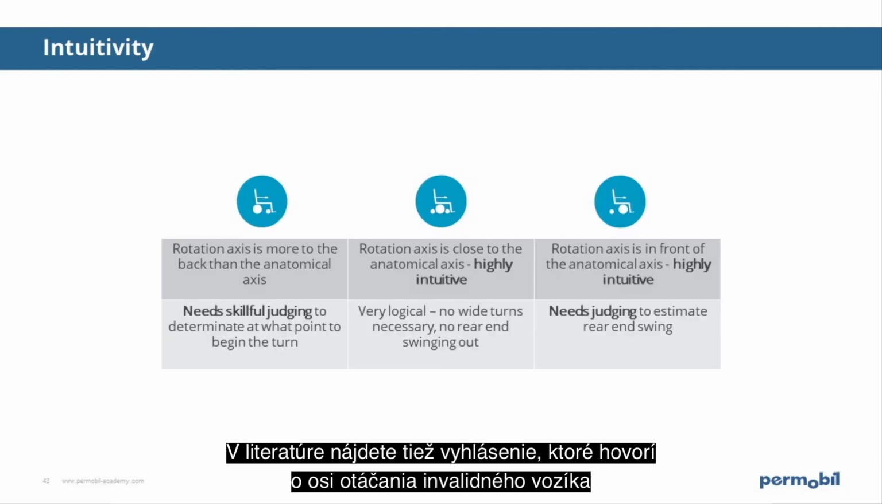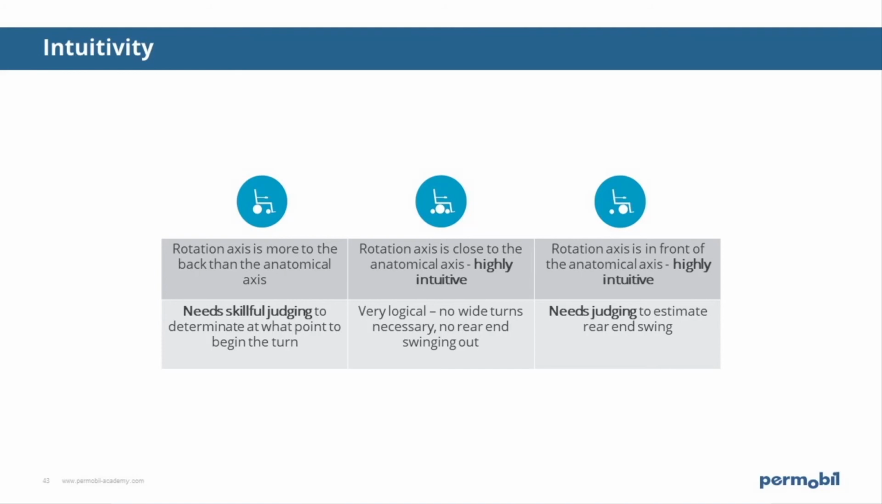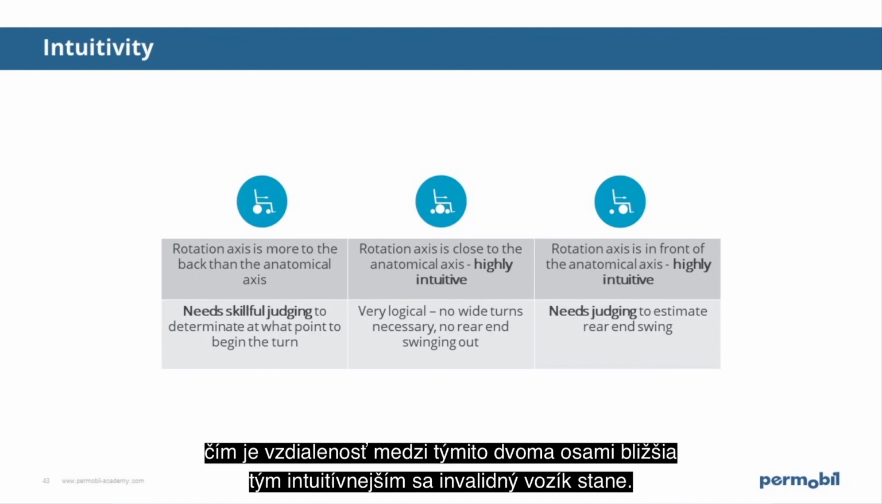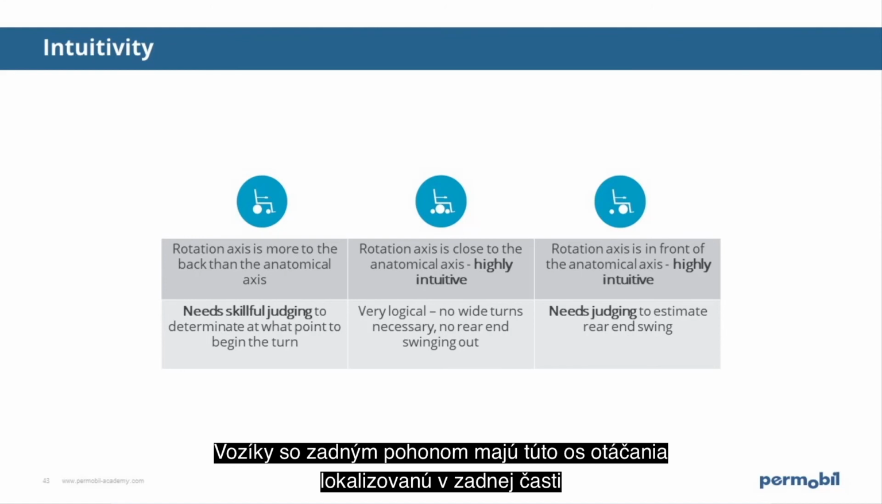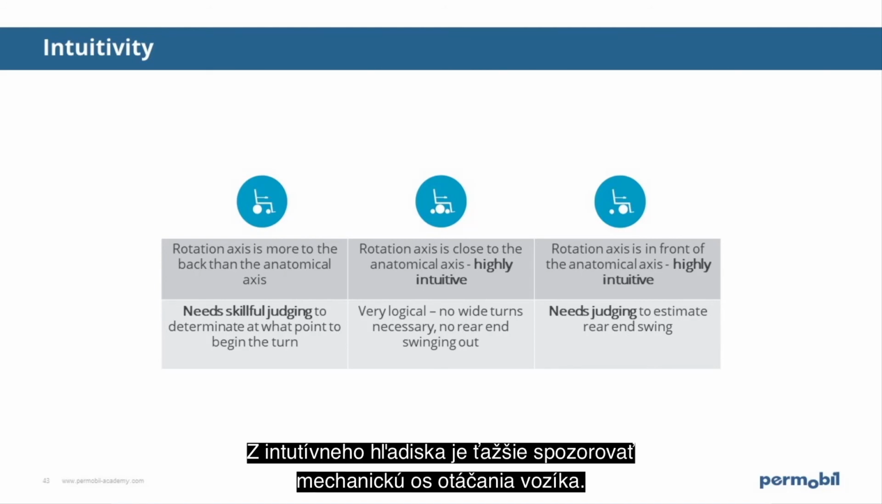And actually there's in literature also a statement that it talks about the rotation axis of the wheelchair and the anatomical rotation axis. The closer those two axes are, the more intuitive the wheelchair becomes. So in a rear-wheel driven platform, the rotation axis is more located to the back than the anatomical axis. And actually you cannot see the mechanical rotation axis of the wheelchair, making it a bit more challenging from an intuitivity level. It also needs, as I already mentioned, more judging skills to determine at what point to begin the turn. In a mid-wheel drive, those two axes are very close to each other.